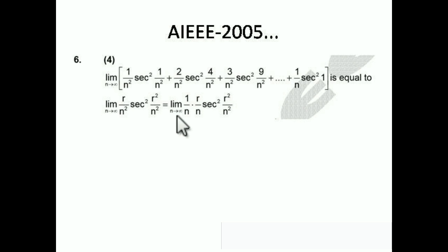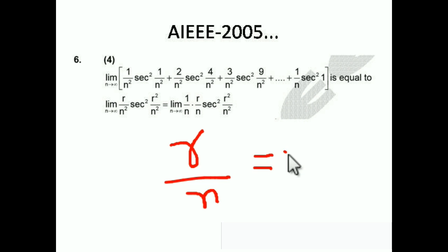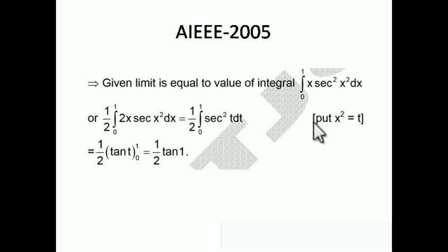Now for the value of the limit, I told you at that time, we are taking r by n is equal to x. Now see, the value of r is from 1 to n. First you take r is equal to 1. If you take r is equal to 1, you have x is equal to 1 by n, but n tends to infinity, that means x tends to 0. So our lower limit is 0.